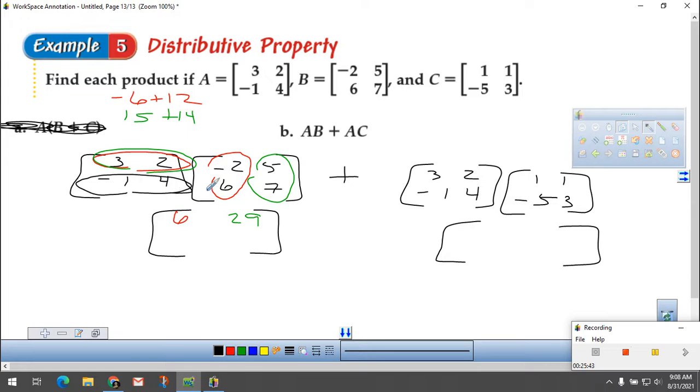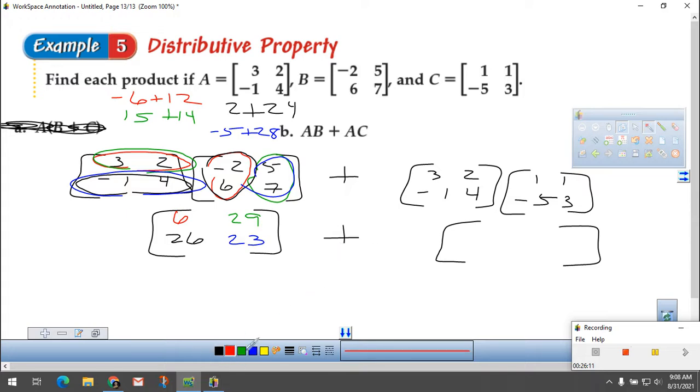Now the second row, first column, so negative 1 times negative 2 is 2, and 4 times 6 is 24. 24 plus 2 is 26. And then the second row, second column, negative 1 times 5 is negative 5, 4 times 7 is 28, and 28 minus 5 is 23. So there's the first matrix.